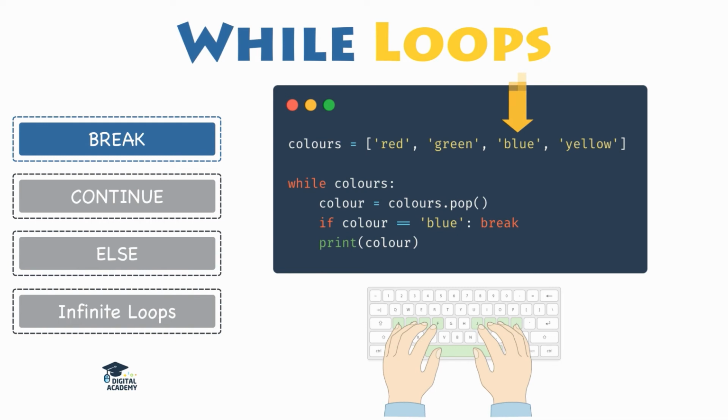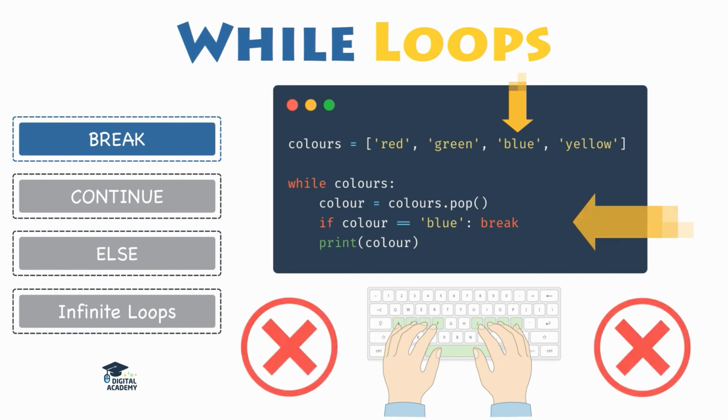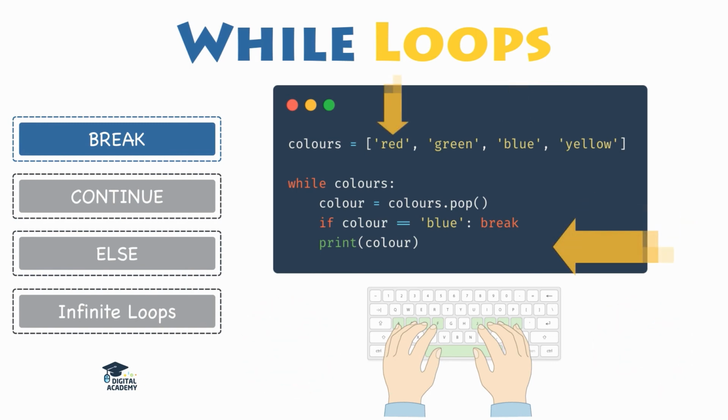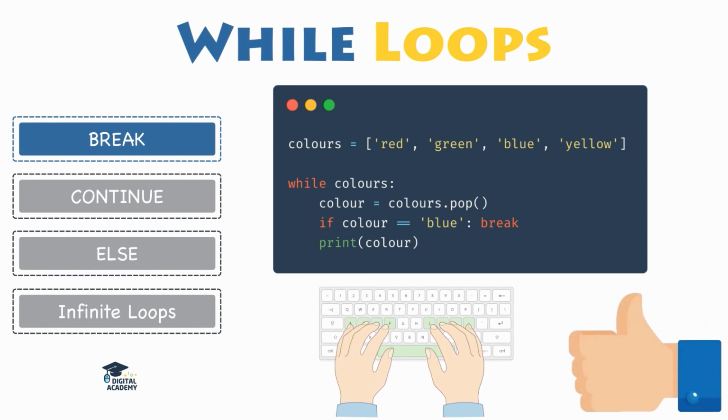When it encounters the item blue, you do not want to execute the code that comes next, but exit the loop: if color equals blue, break. In all the other cases, as it would be with an else statement, you want to print out the current color. As you may have guessed, the loop will print red, green, and stop as soon as it has encountered item blue. Congrats, you just wrote your first while loop on your own.